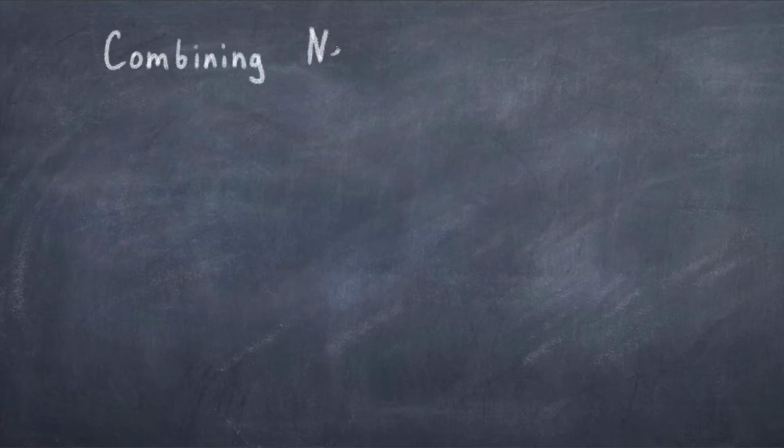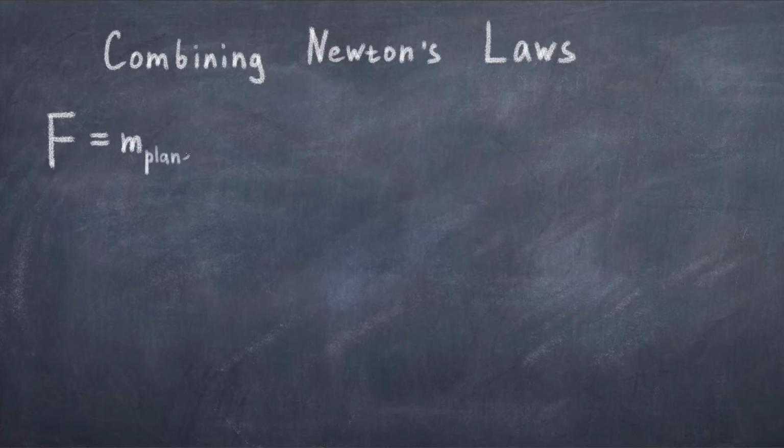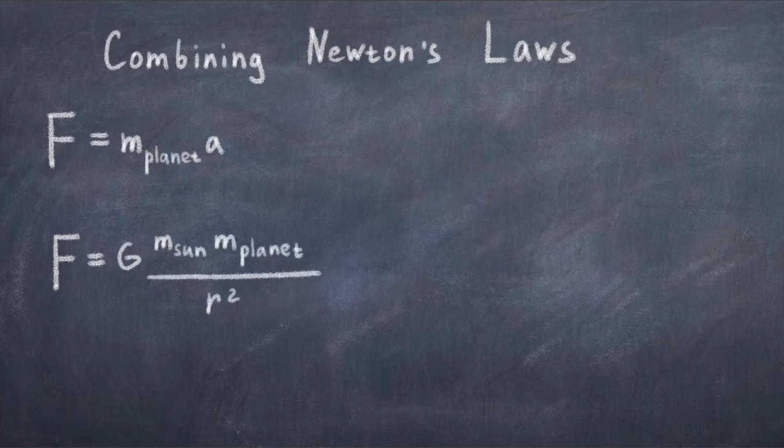In order to describe the orbits of these planets, we start with Newton's laws of motion and universal gravitation for an arbitrary planet with mass m planet and the Sun with mass m Sun. Now we can combine these laws to get an equation of motion for a planet orbiting the Sun.